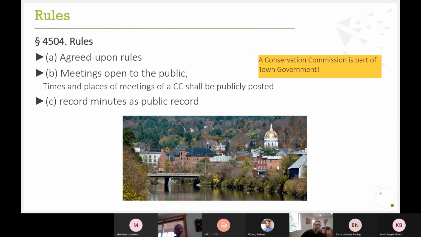Now, I talked a little bit about the statute before, but I just wanted to remind everyone here that a conservation commission is part of town government. It has to have agreed upon rules. Those meetings have to be open to the public. I'm going to talk about the open meeting law during the next section, and those meetings need to be recorded in minutes as part of the public record. So this is all part of starting that CC, is understanding that you're part of municipal government and that you have to do certain things to be part of the government.